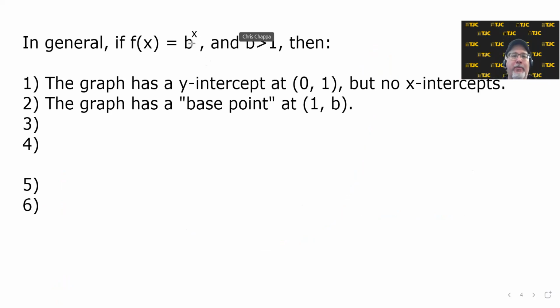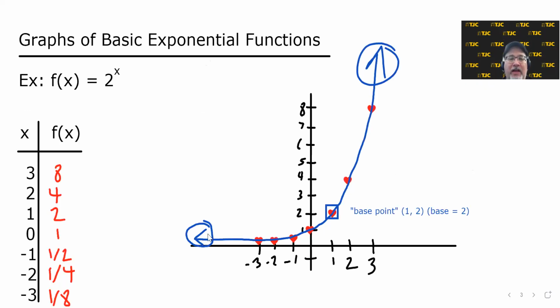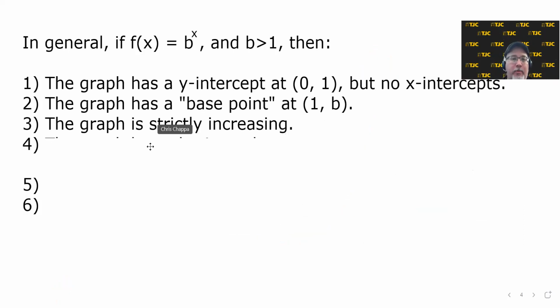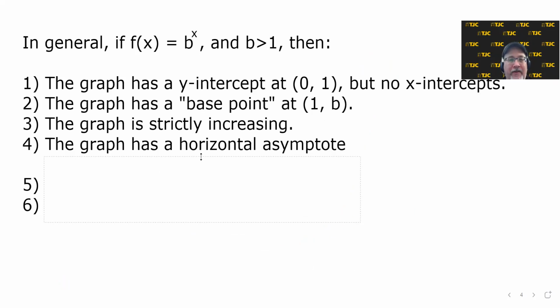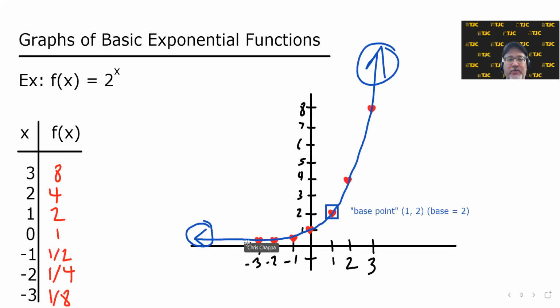Okay, number 3. The graph is strictly increasing. Oops, you weren't supposed to see all that, which means from left to right, the graph is going up. Or as the x's get larger, so do the y's. Number 4. The graph has a horizontal asymptote on the left at y equals 0. So we do have a horizontal asymptote, but it's only in the left half of the graph.